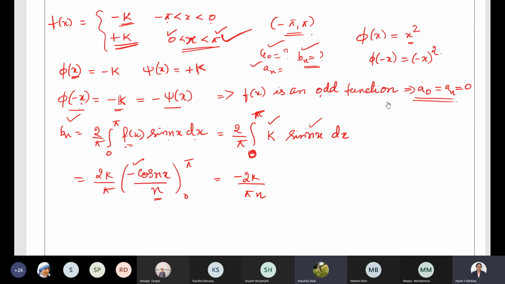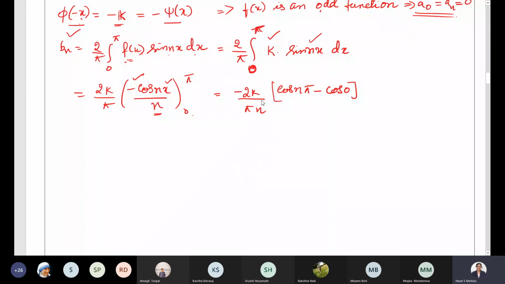Any doubt? Okay, then now put the limits. The upper limit: replace x by pi, so it is cos n pi. The lower limit is 0, cos 0. What is cos 0? 1. So what do we get here? Minus 2k by pi n, cos n pi is minus 1 power n, and cos 0 value is 1. So this is the value of bn.